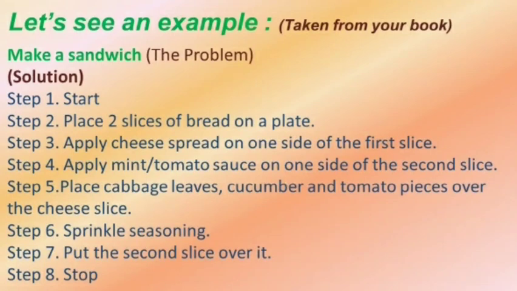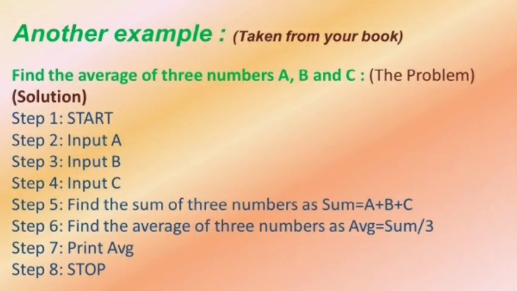Step 5, place cabbage leaves, cucumber and tomato pieces over the cheese slice. Step 6, sprinkle seasoning. Step 7, put the second slice over it. Step 8, stop. So here we have written the algorithm for making a sandwich. It is very simple. If you read this algorithm and if you follow these steps, you can even make one sandwich for yourself.